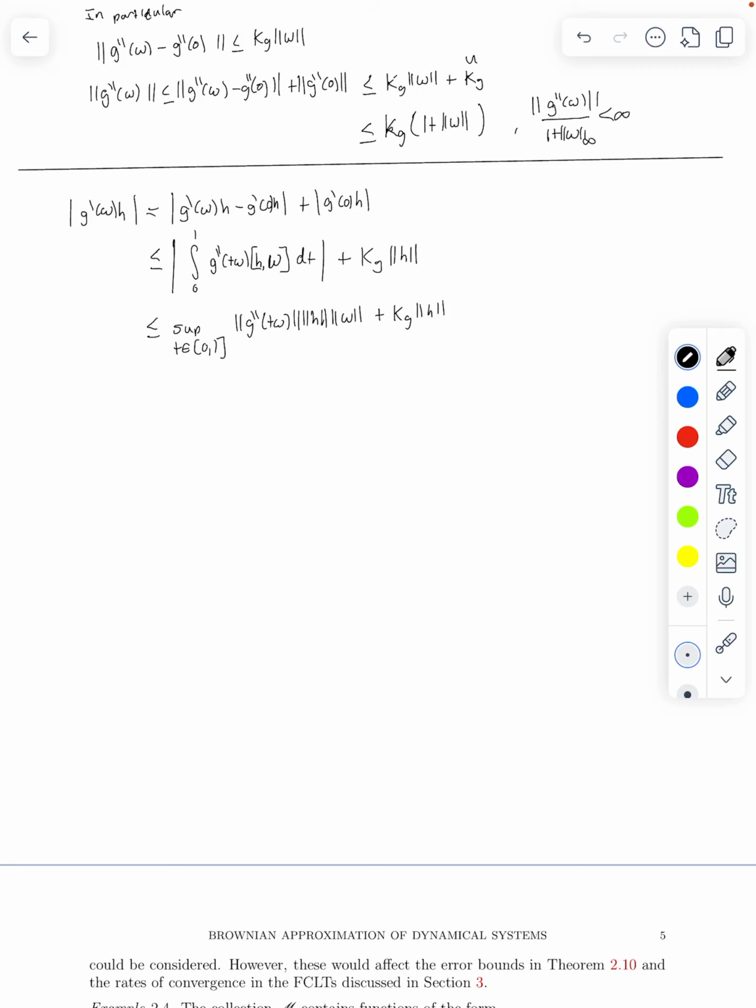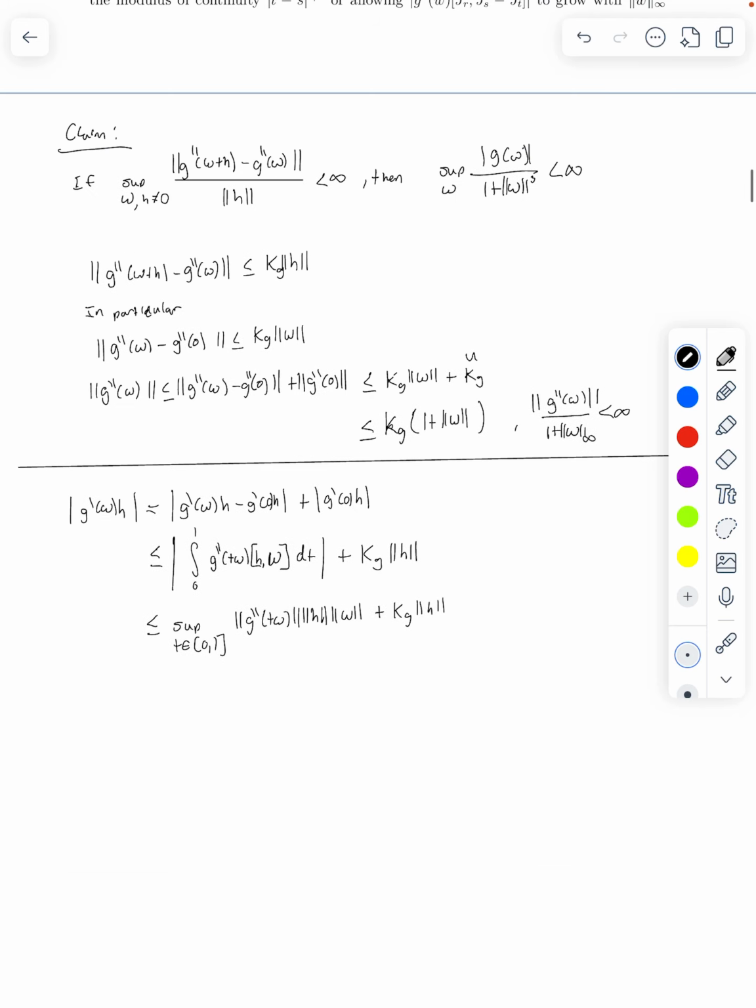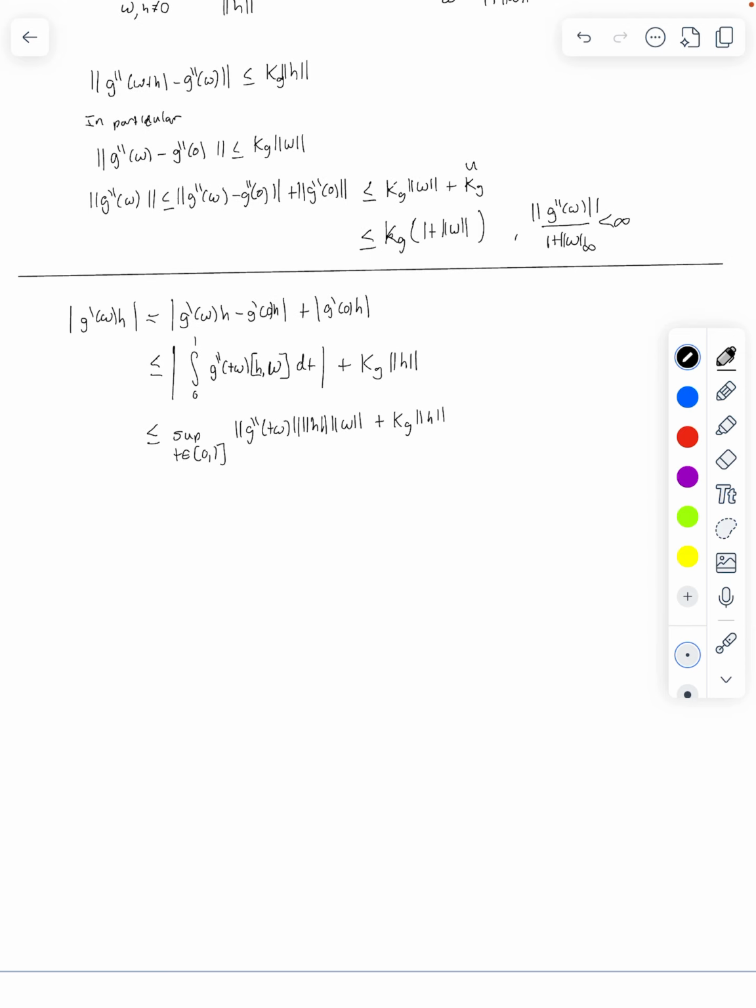Okay, well, we know what this can be bounded by because we've already seen this before, right? So we already know how to bound that. So this should be less than or equal to, I'm going to pull out the h. So this is going to be kg, magnitude of w, times 1 plus the magnitude of w, plus kg tilde.